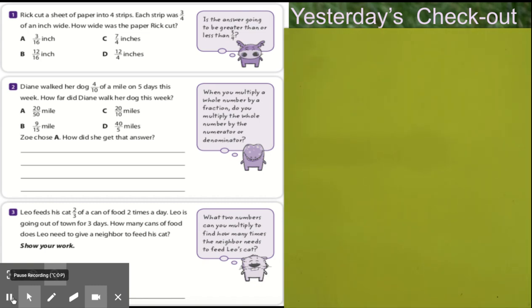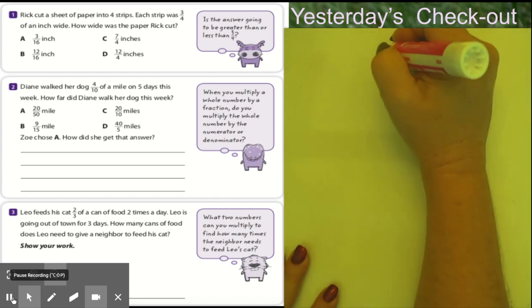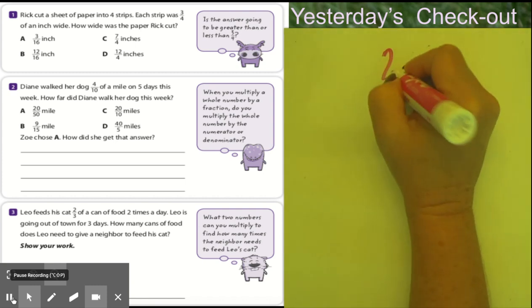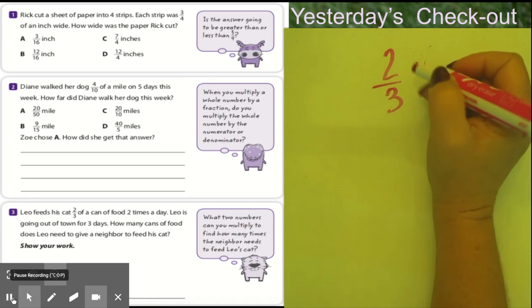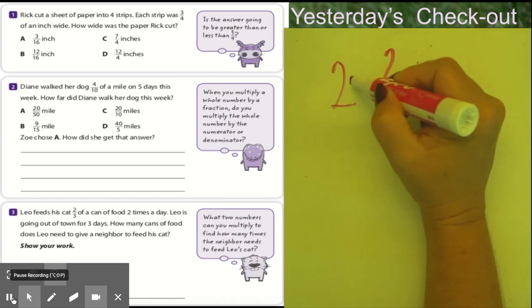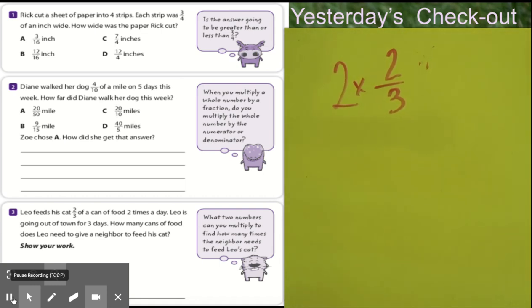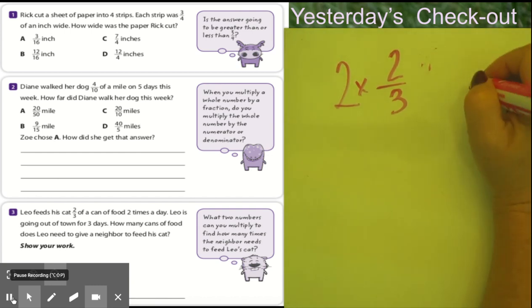And the last question. Leo feeds his cat 2/3 of a can of cat food 2 times a day. There is your multiplication equation for 1 day.